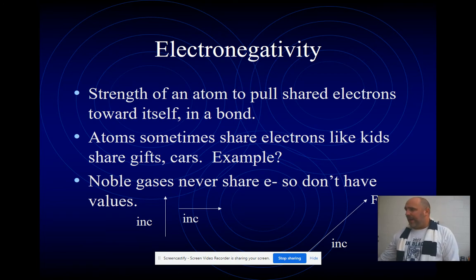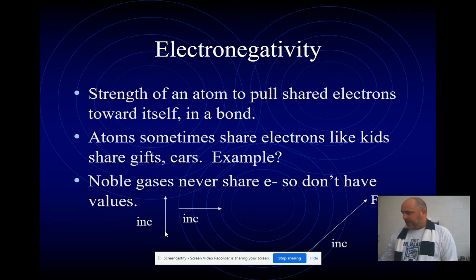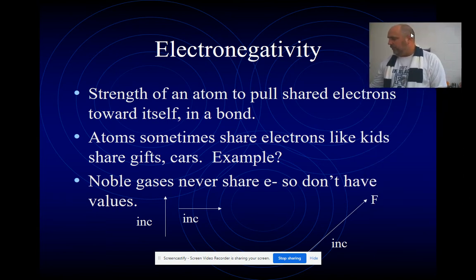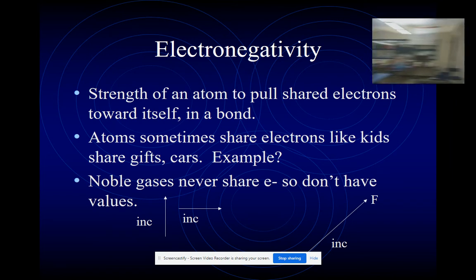So the pattern is very similar to the last one we just did, that as you go up the periodic table, electronegativity increases. And as you go to the right on the periodic table, electronegativity increases. But notice this, the pattern stops at fluorine. And the reason we stop at fluorine is we want to stop before we hit the noble gases.